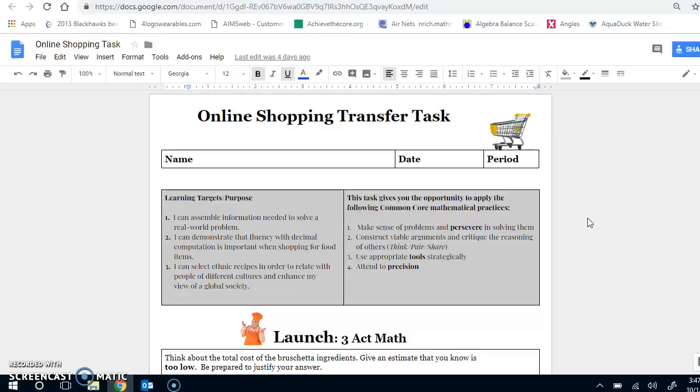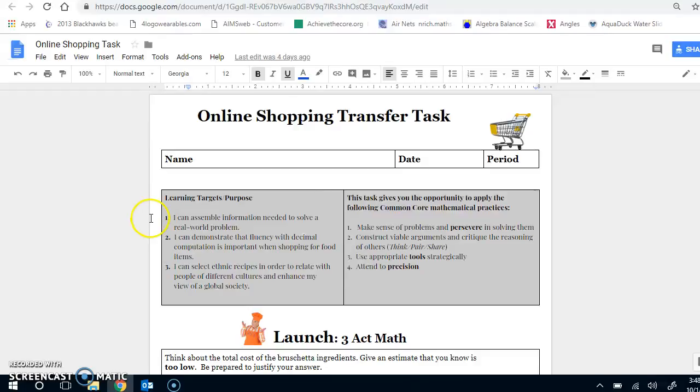Tonight you are going to take a look at the directions for the online shopping challenge. We are going to be doing the online transfer task tomorrow in class. Now we're going to go through the directions so that when you get to our classroom, you're ready to get to work. Let's first take a look at our learning targets for our purpose for this task.